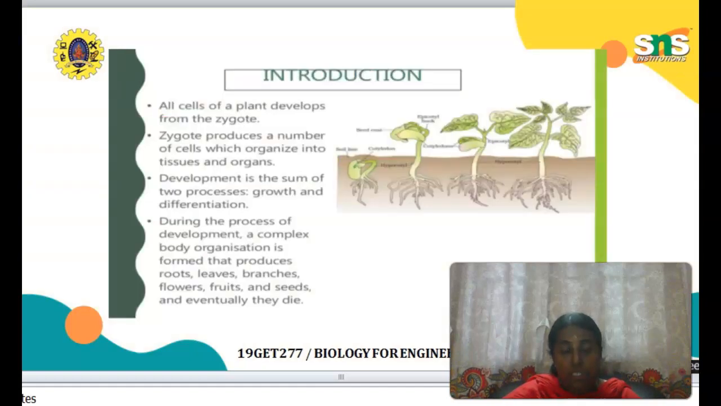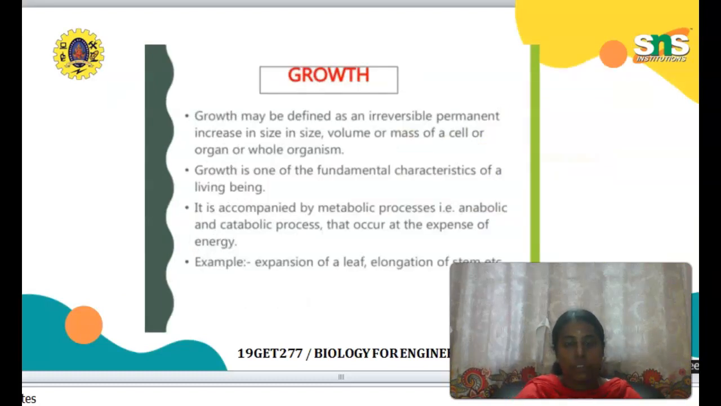All cells of a plant develop from the zygote. Zygote produces a number of cells which organize into tissues and organs. Development is the sum of two processes, growth and differentiation. During the process of development, a complex body organization is formed that produces roots, leaves, branches, flowers, fruits, seeds, and eventually they will die.